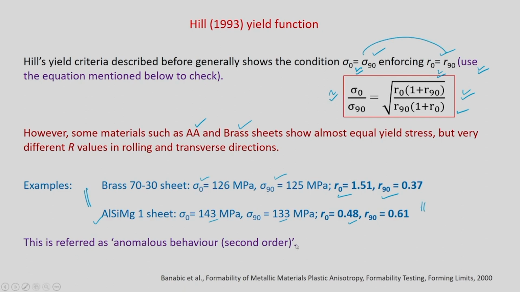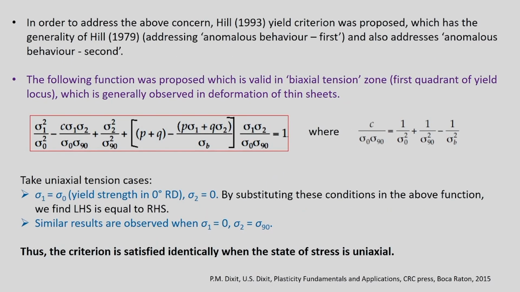This is referred to as anomalous behavior, second order. Now the question comes: how is Hill 1993 providing this? What is it providing? In order to address the above concern, the Hill 1993 yield criterion was proposed, which has a generality of Hill 1979. Why? Because Hill 1979 addresses anomalous behavior number 1, while Hill 1993 should also address anomalous behavior 2.